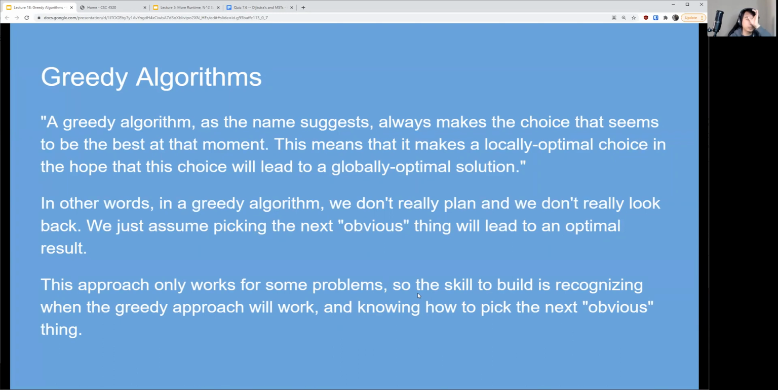So the skill that we're building in lecture and in homework this week is recognizing when a greedy approach will work and knowing how to pick the next obvious thing. Cool. Let's take a look. By the way, blue slide. It feels like we haven't seen one of these in a while, but blue slide, super important. Make sure you keep track of this. This is how the basis of your knowledge works, right? You have to start by memorizing something, and this is one of those things.